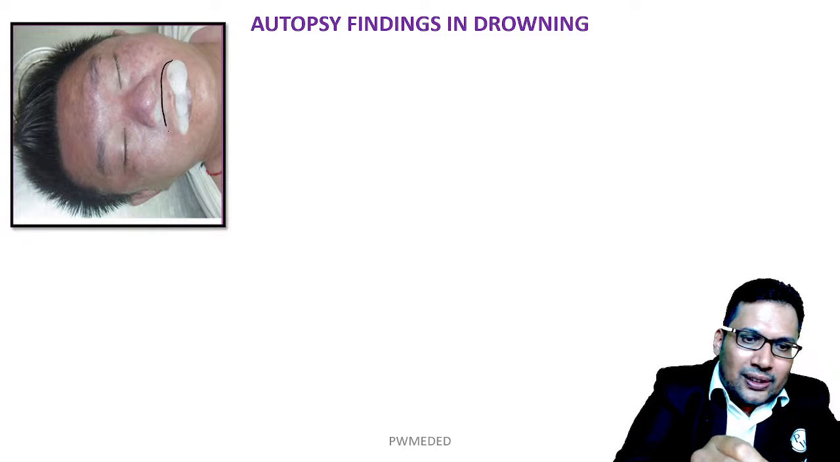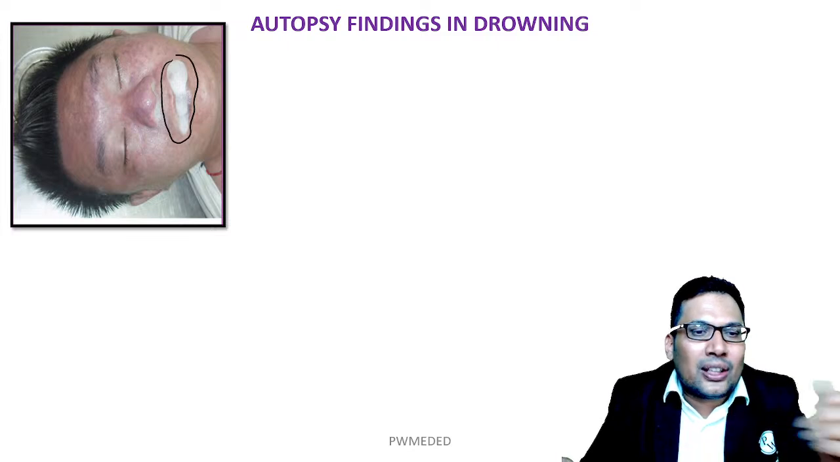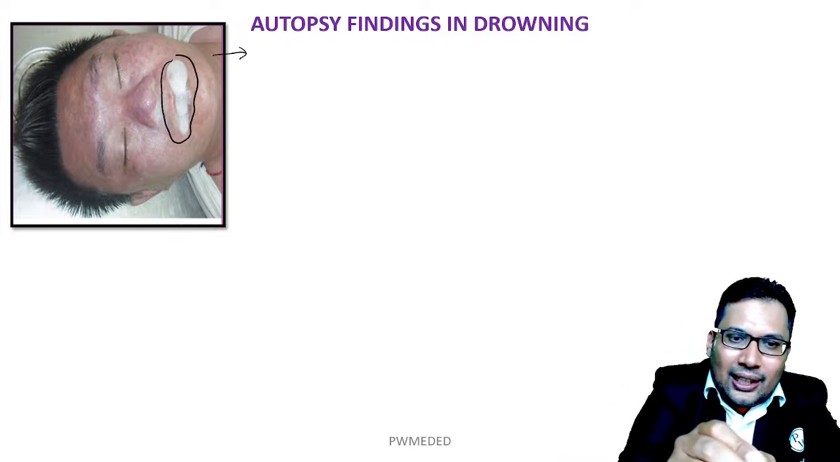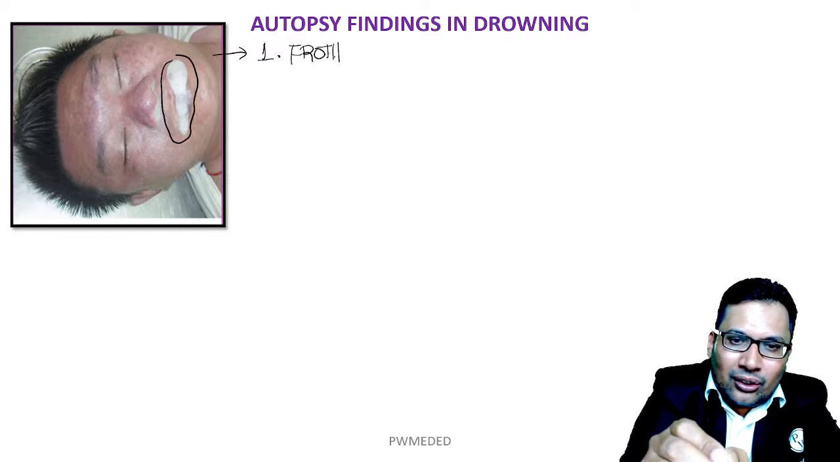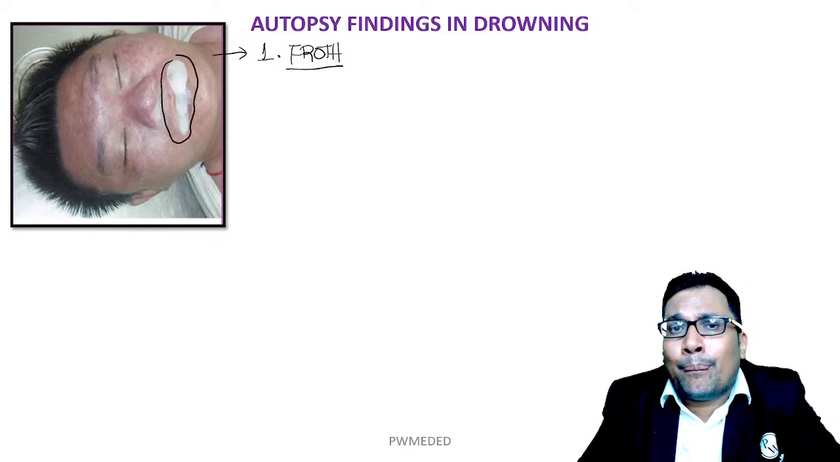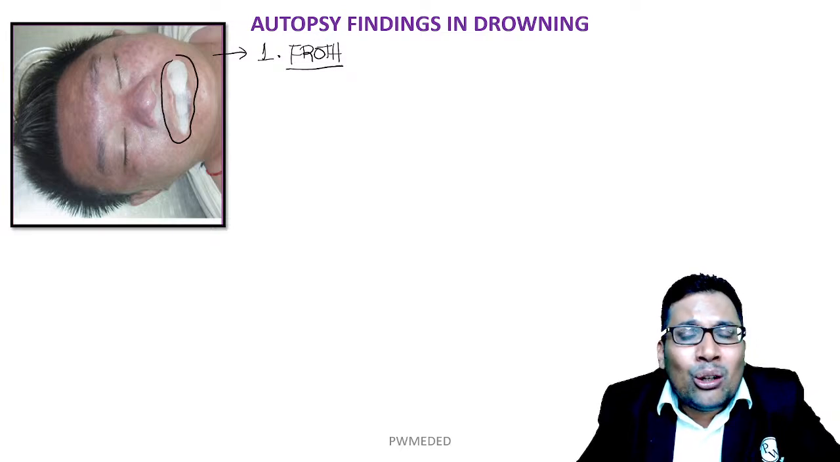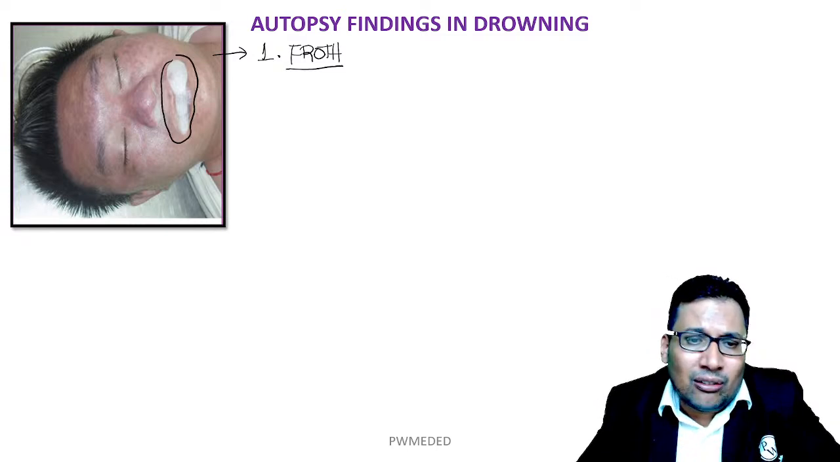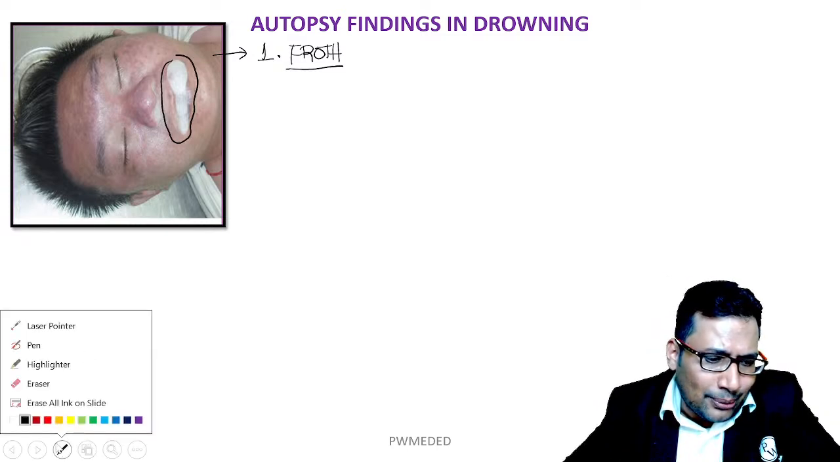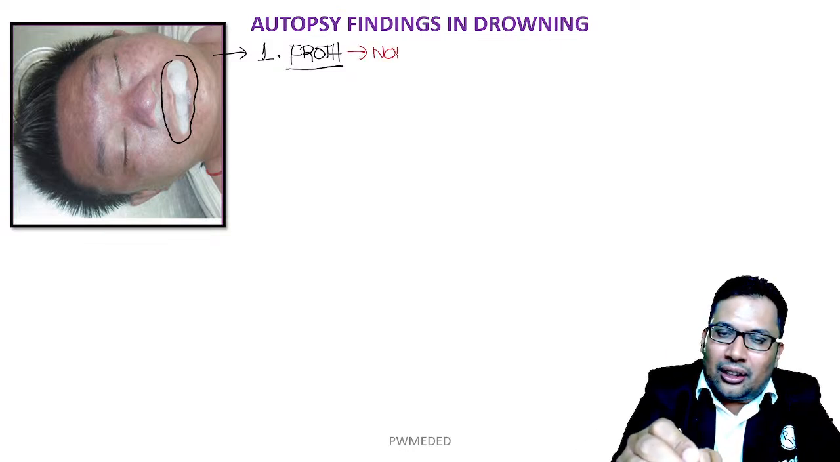You can see some balloon coming out from the lips, on both sides. What is this known as? This is known as froth. Remember, froth is because of surfactant plus mucus plus water. In case of drowning, you will see fresh leathery froth. But remember, it is a non-specific finding.